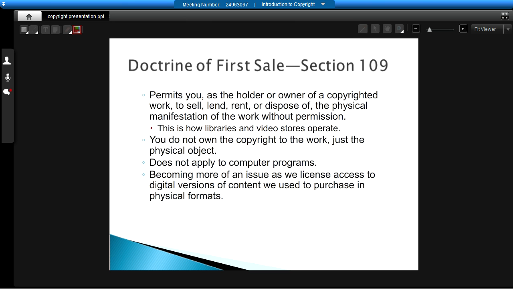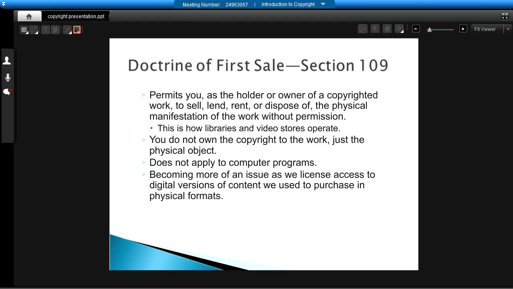All right, so the first thing we're going to talk about now is the doctrine of first sale. This is Section 110 of the Copyright Law, and all of you, I'm sure, are familiar with this. It permits you, as the physical holder, you don't own the copyright, but you are the owner of that physical manifestation of a copyrighted work, to sell, lend, rent, or dispose of that physical piece without any kind of permission. This is how we are allowed to have yard sales and have books, videos, and records in yard sales. This is why you're not supposed to sell computer programs at yard sales. That's a different issue, and I'll talk about that in a second.